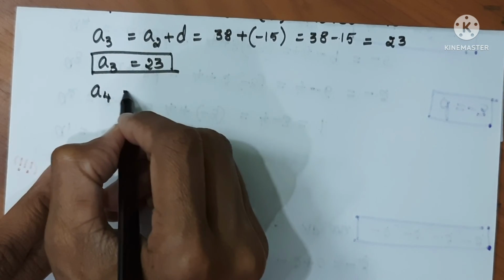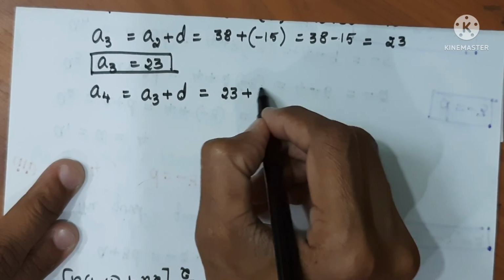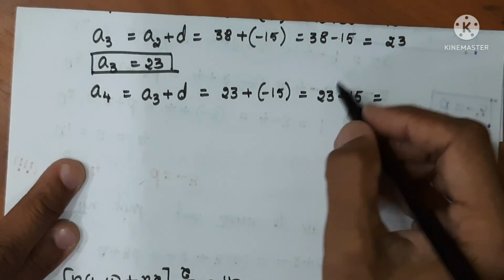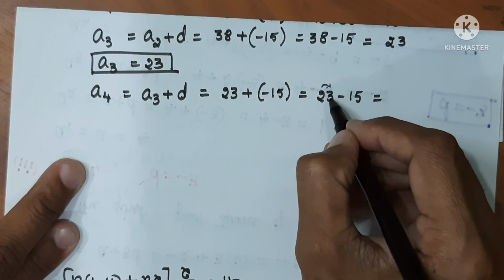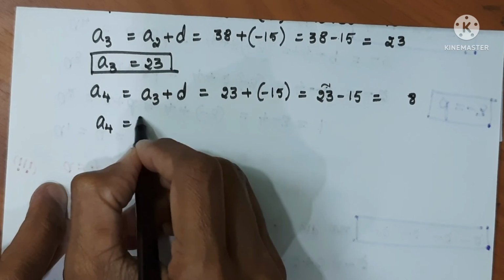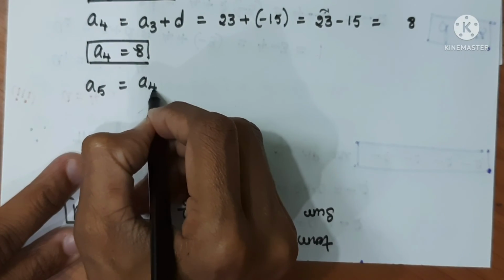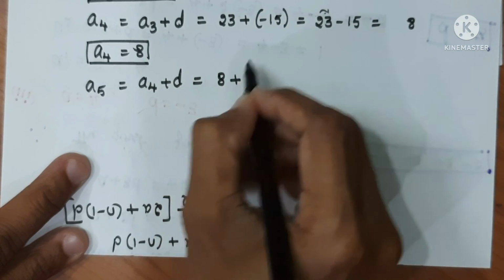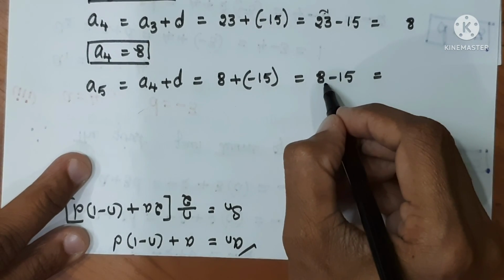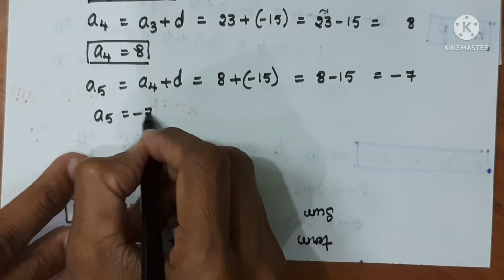Again, to get the fourth term, we have to add common difference to the third term. Third term is 23 plus common difference is minus 15. So 23 minus 15, which is equal to, after subtracting 13 minus 5 is 8. 1 minus 1 is 0. We get 8. So the fourth term is 8. Now to get the fifth term, a5 will be equal to a4 plus d, which is equal to fourth term is 8 plus common difference is minus 15. 8 minus 15. Here after subtracting 8 minus 15, we get minus 7. So the fifth term is minus 7.